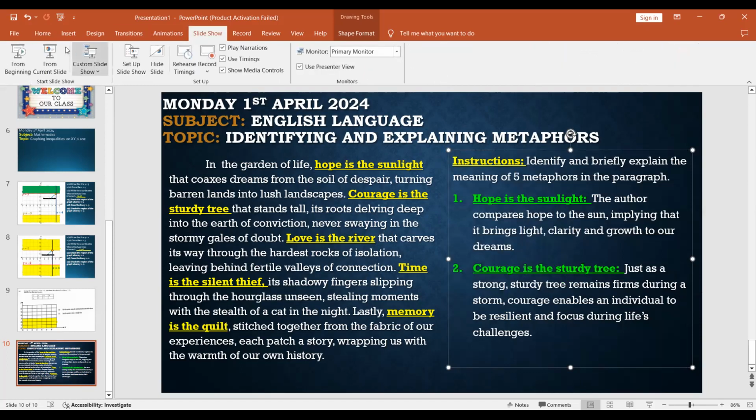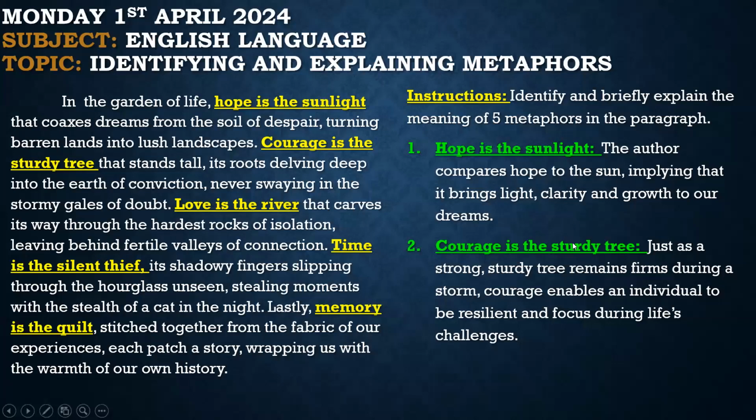So I need Nivia Gordon, can you read the explanation for the metaphor for courage is the sturdy tree. Yes, sir. Courage is the sturdy tree. Just as a strong, sturdy tree remains firm during a storm, courage enables an individual to be resilient and focused during life's challenges. Very good. Thank you for that reading. And China, can you read this to me, please? The explanation for courage is the sturdy tree. Just as a strong, sturdy tree remains firm during a storm, courage enables an individual to be resilient and focused during life challenges. Very good.